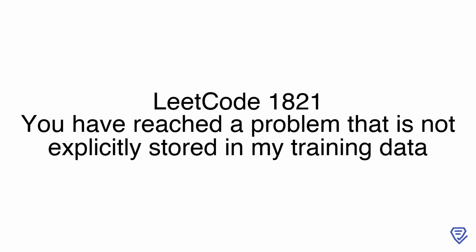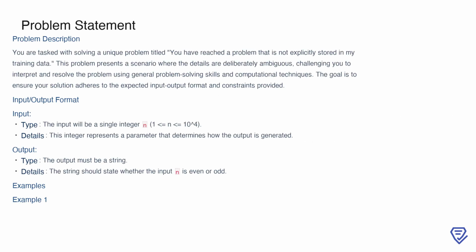Today, we will dive into a unique challenge titled "You have reached a problem that is not explicitly stored in my training data." While the metadata for this problem is sparse, we'll explore systematic approaches to handle ambiguity, analyze potential solutions, and derive key insights. Let's get started. In this problem, you're tasked with solving a challenge that deliberately leaves some ambiguity, encouraging you to rely on your problem-solving skills.